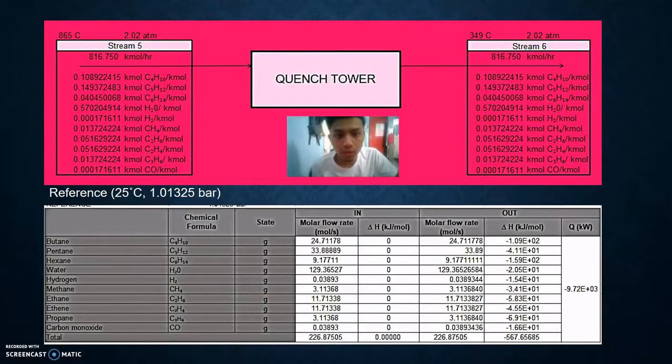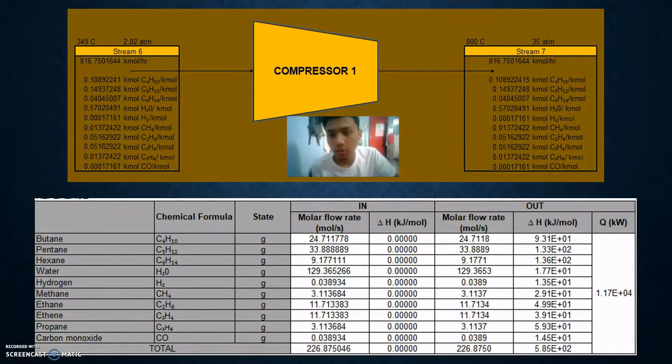So after cooling down the stream, then you enter the compressor. The compressor compresses all the products from 2.20 atm until 35 atm. When we compress the product, the pressure will increase. Also, the temperature will also increase. This compressor is a multiple stage compressor, and the actual purpose is to compress the light products that have lower carbon numbers for them to be easier to be removed.